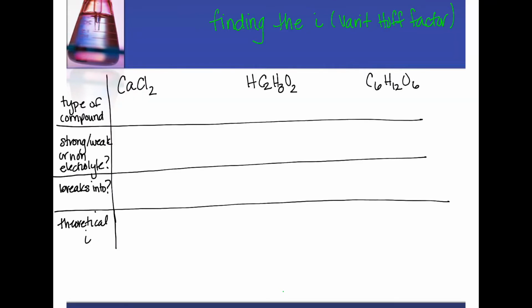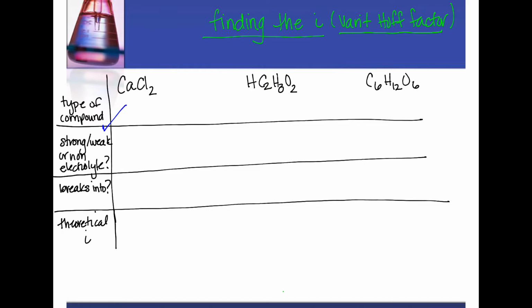Right. I wanted to show some examples of finding the i, the Van't Hoff factor. So I've picked some compounds to use for an example, and we're going to go through each one of these. The decisions that we have to make is we have to decide what type of compound it is. So is it ionic? Is it covalent?